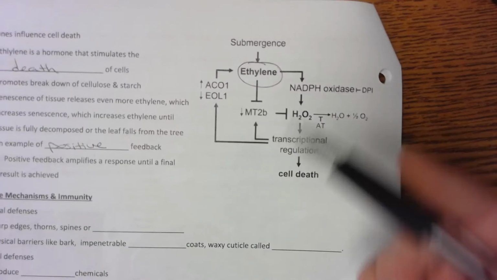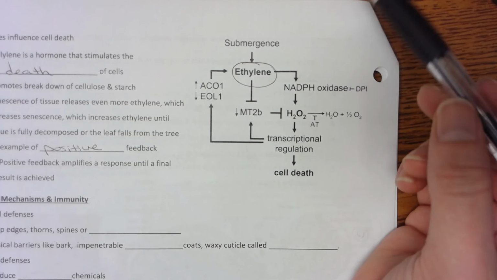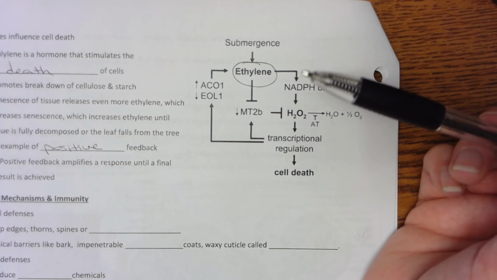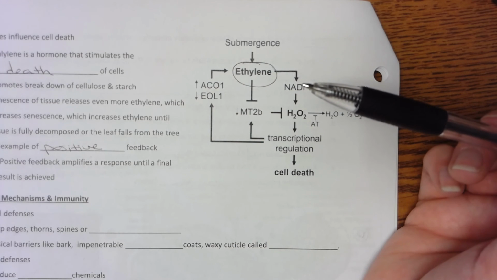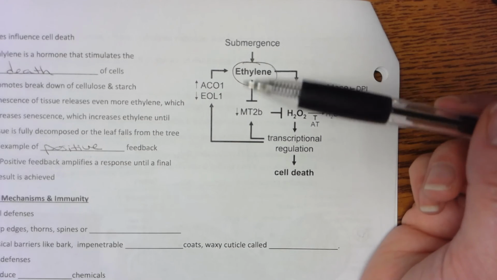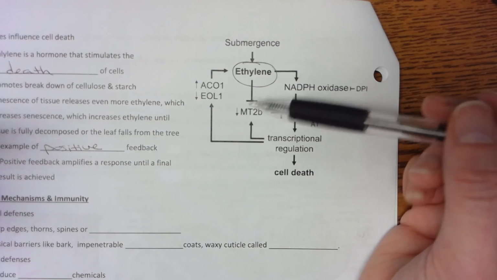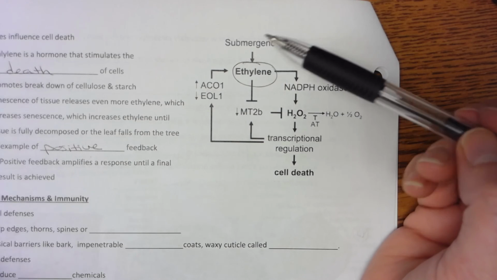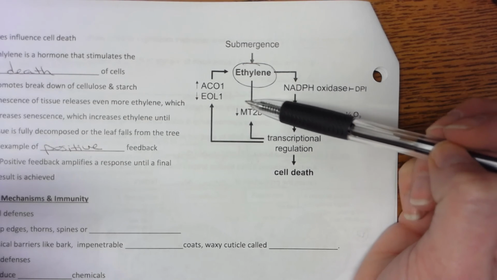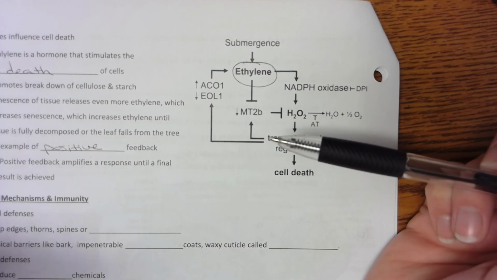If you were to be given this picture, they might ask you something about what leads to the cell death. And it might say something like, what does ethylene inhibit? And if you guys remember, when you first see a picture like this, it might be a little intimidating, but it's always an easy answer. So it'll say something like, what does ethylene inhibit? And you can look at this stop line here, and it's going to inhibit MT2B, whatever MT2B is.